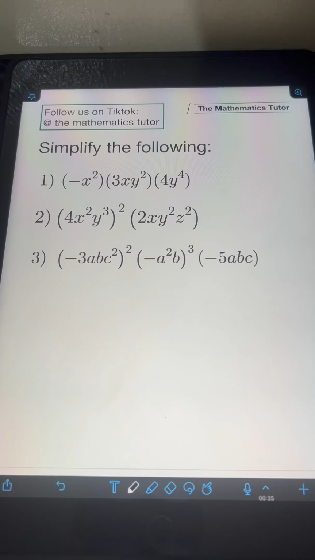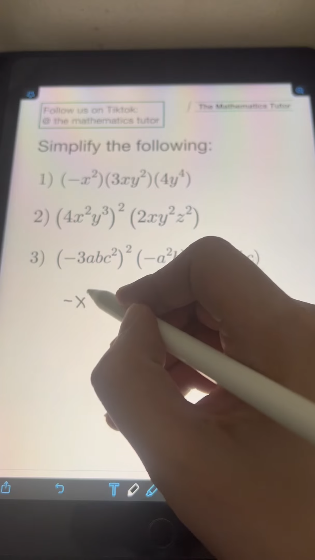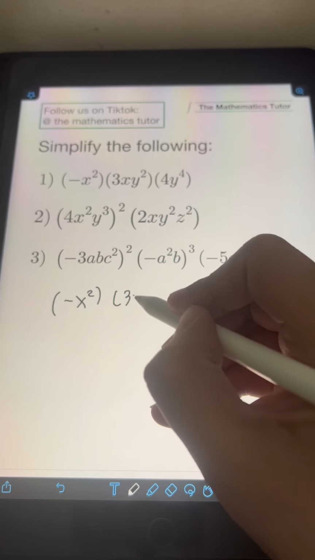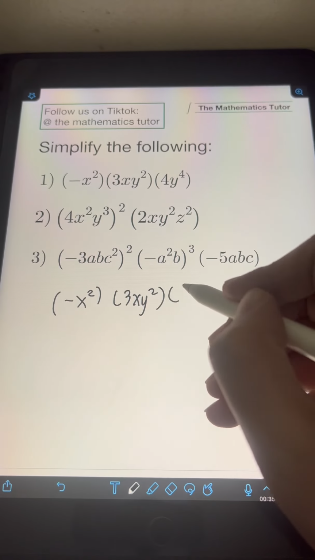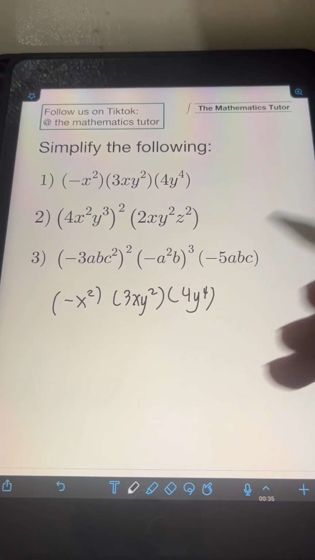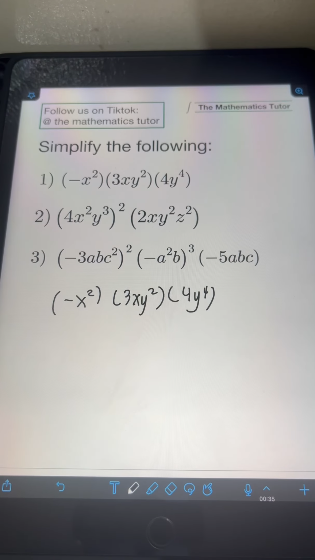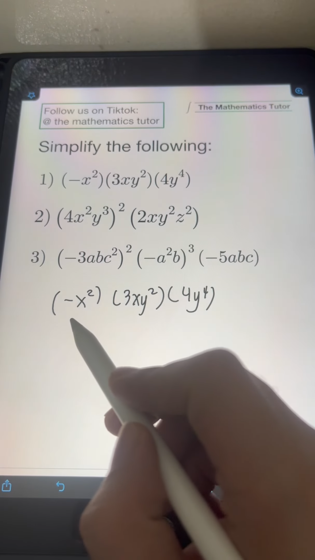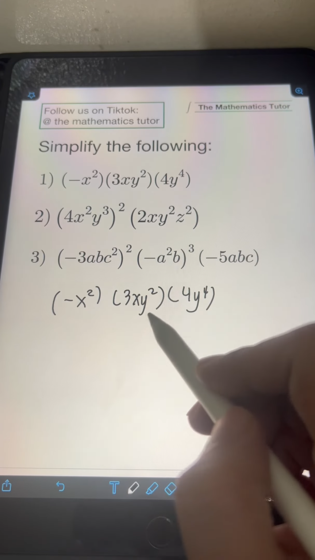Let's try to solve this problem. Simplify the following. Let's start with number 1: negative x squared times 3xy squared times 4y to the 4th. So we are applying here the laws of exponents. First, we multiply the coefficients of each of the terms.